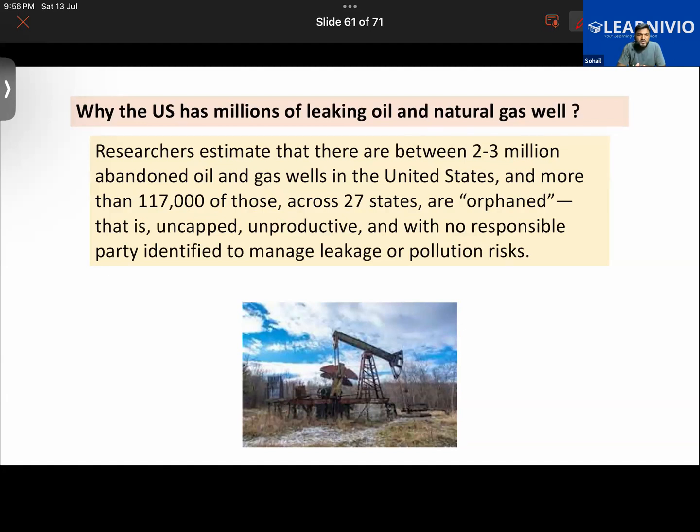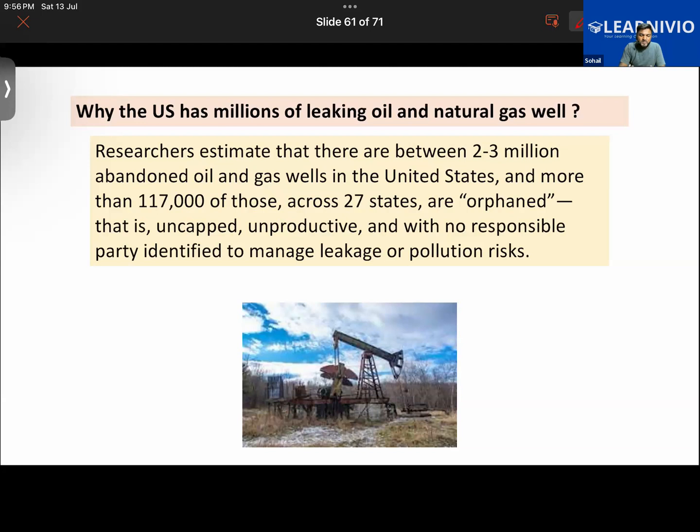No worries. So what I was saying is that about 2 to 3 million abandoned oil and natural gas wells are found in the United States. The reason is that they have been left abandoned by the contractors, meaning that the people who were operating these oil and natural gas wells left them unsealed. They didn't seal them properly.